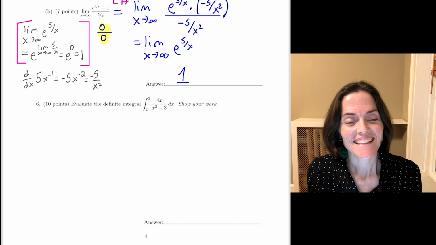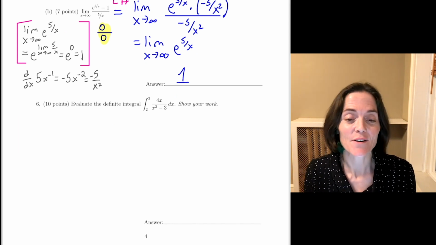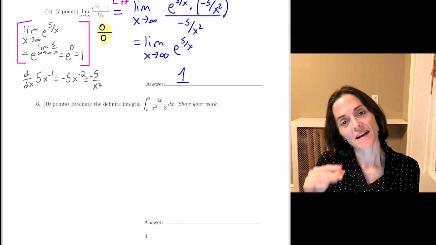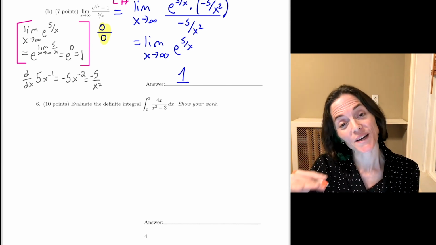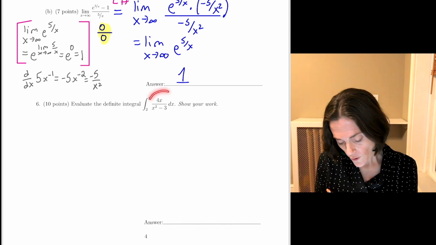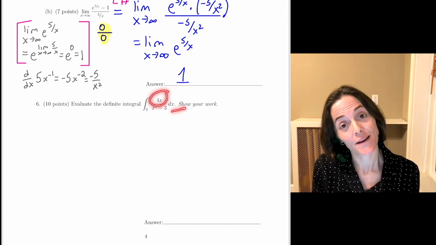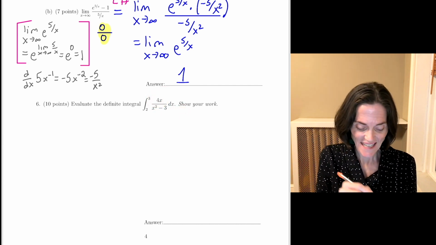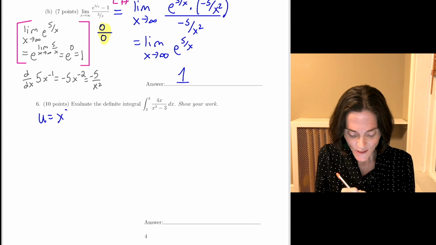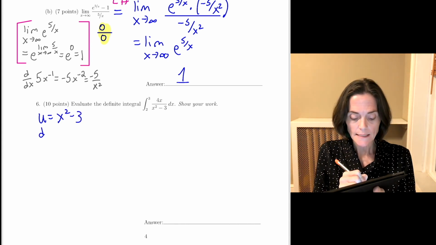Wonderful. Number 6, we have a definite integral, and this involves substitution. One place we look for inside functions is in the denominator, and this will work here because we have x squared minus 3. Moreover, we have a multiple of its derivative in our integrand. So let's start writing out the work for substitution.